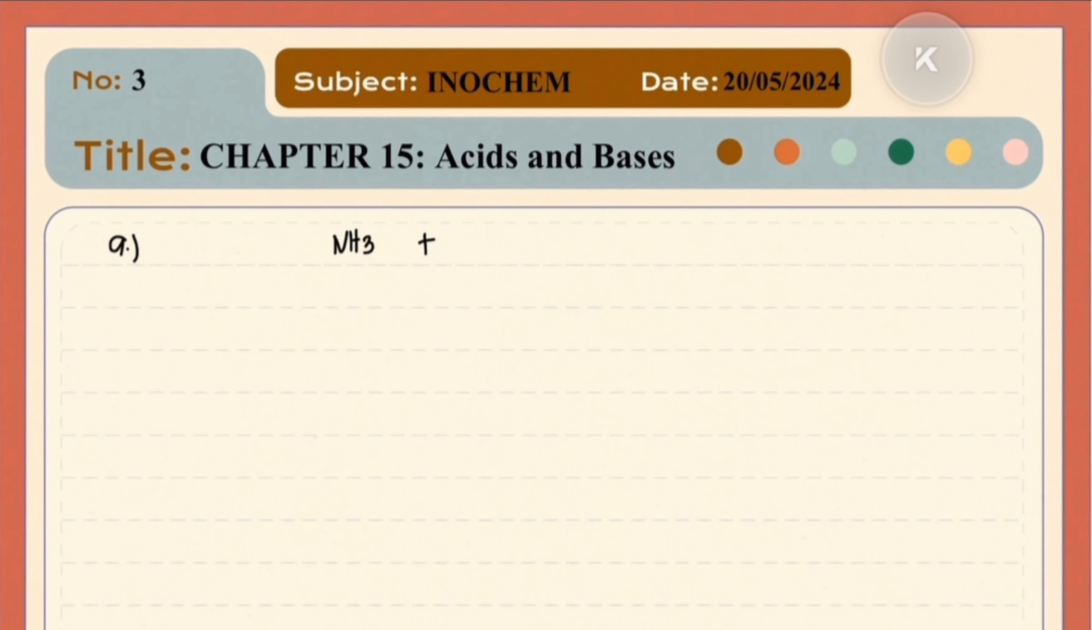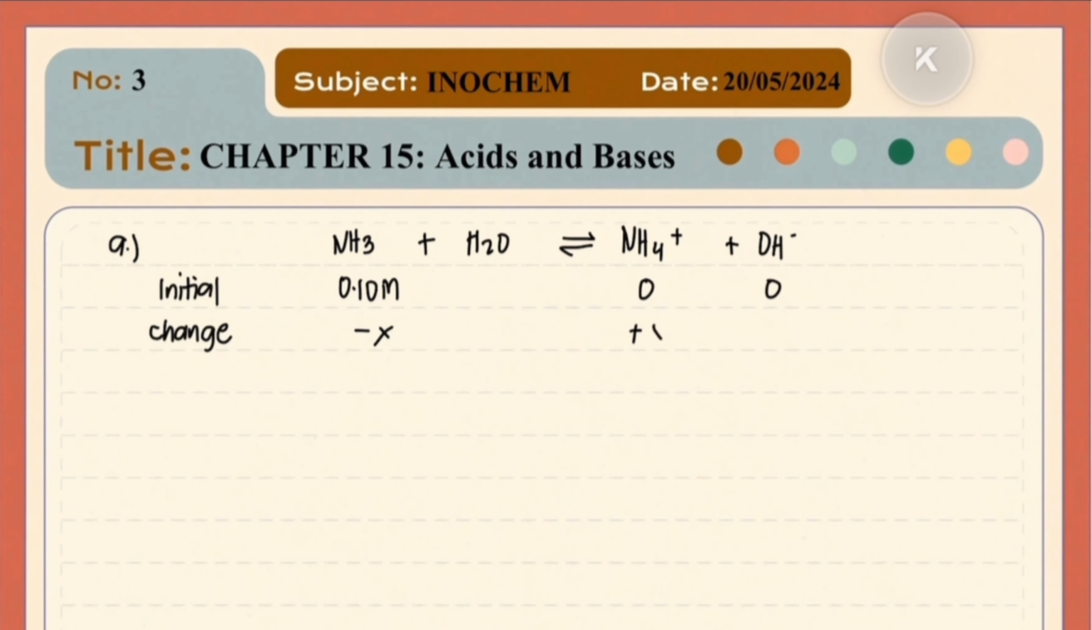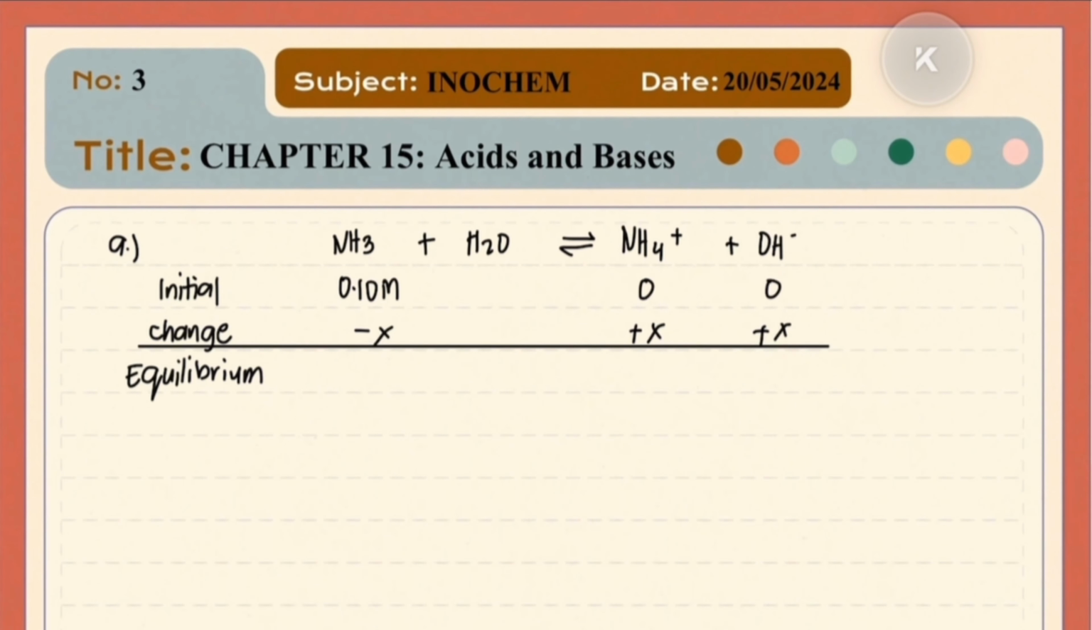First, we start off with solving for the pH of the ammonia. We need to make an ICE table for the equilibrium first, which is NH3 plus H2O, which creates NH4 and OH. Starting with the initial concentrations of 0.10 molar for NH3, 0 for NH4 plus, and 0 for OH minus. The change values would be minus X for NH3 and plus X for NH4 and OH minus, which would have our equilibrium be 0.10 minus X for NH3 and X for both NH4 plus and OH minus.